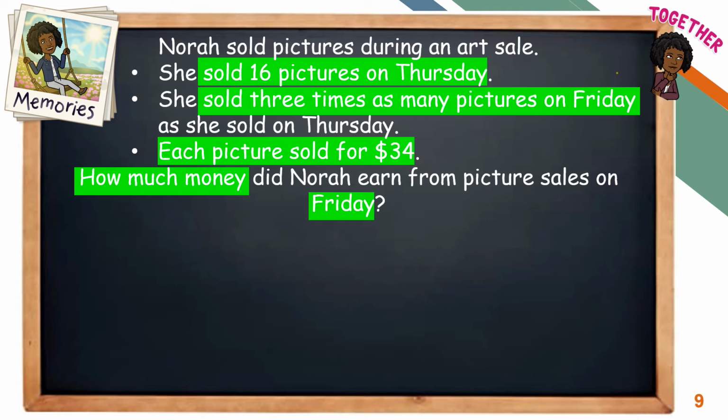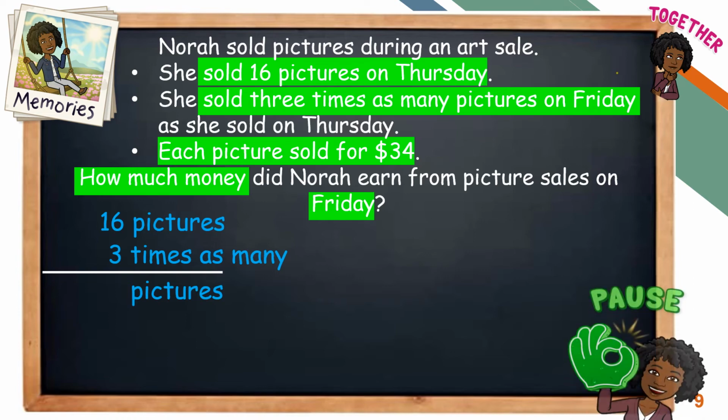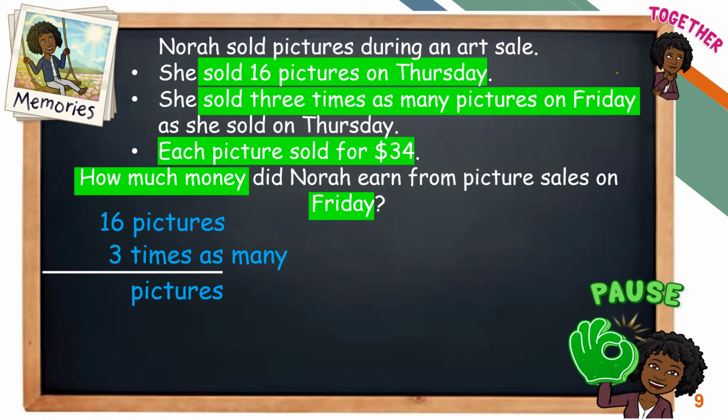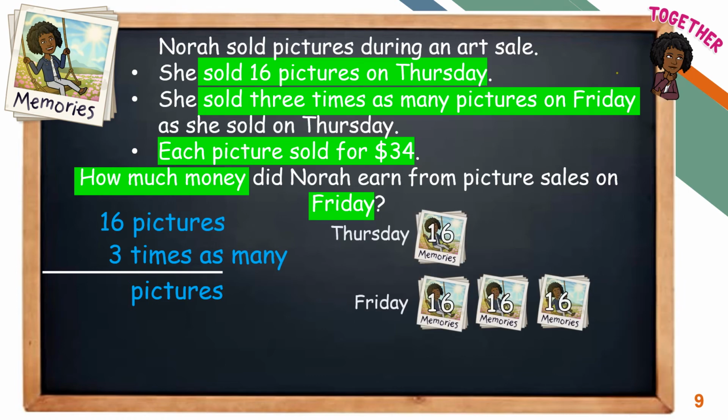First, we need to find out how many pictures Nora sold on Friday. See if you can draw a picture to show that. When we read times as many, we know that means we need to multiply. So our picture shows 16 repeated 3 times. We multiply 16 times 3 to find the answer. Take a few minutes to do the multiplication.